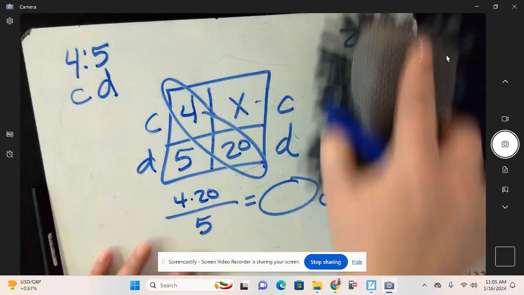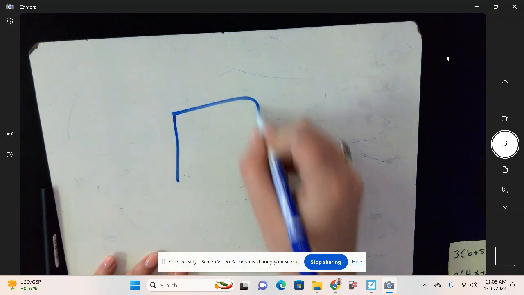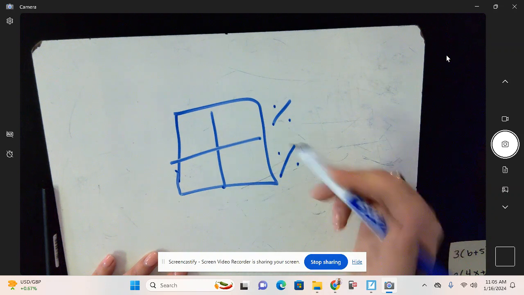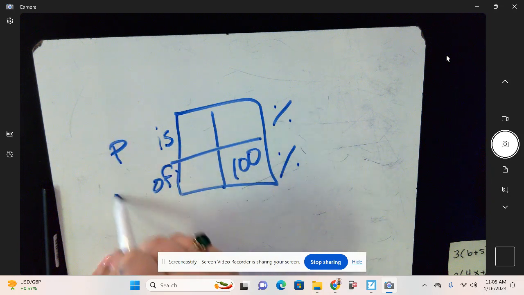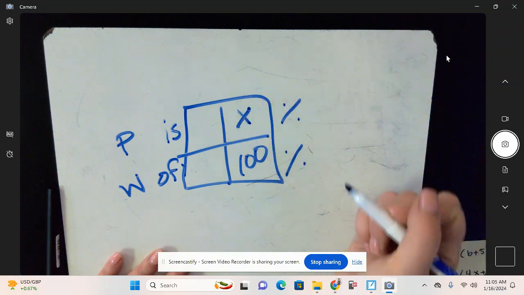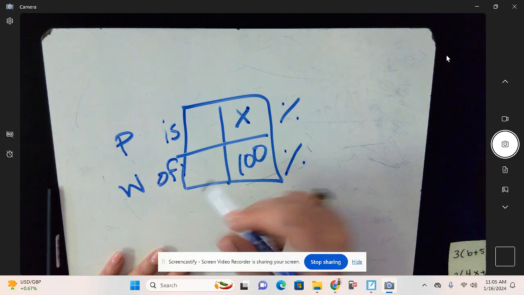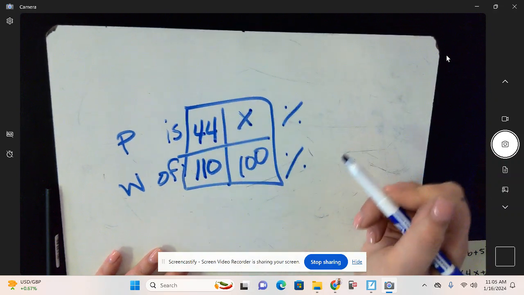All right, looking at number 4, it says what percent of 110 is 44? So I heard percent, so I'm going to make a percent box where I label percent on each side. 100 always goes here, and I have is and of for part to whole. Okay, and I'm going to reread my problem. It says what percent, meaning I don't know the percent, of 110 is 44. That of 110 means 110 is going to go in the of box. Is 44 is going to go in the is box.